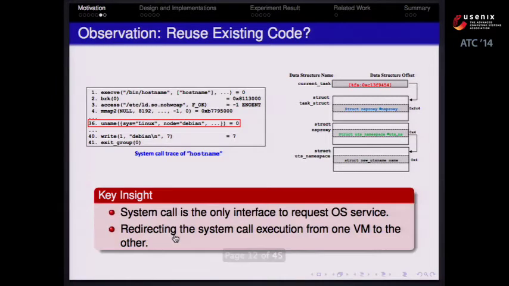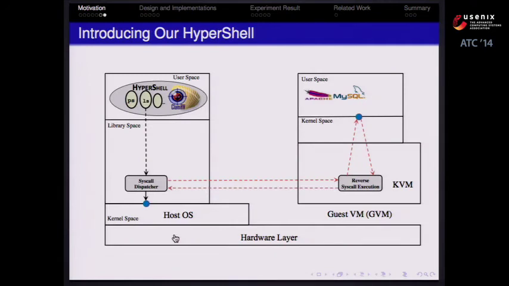Since the system call is the only interface to request OS services, and it is often trusted, why not reuse this system call and let the hypervisor program directly use system calls from the guest OS? With this idea, we introduced reverse system call execution. We demonstrate our approach on the Linux operating system and the KVM hypervisor. Here is our architecture.